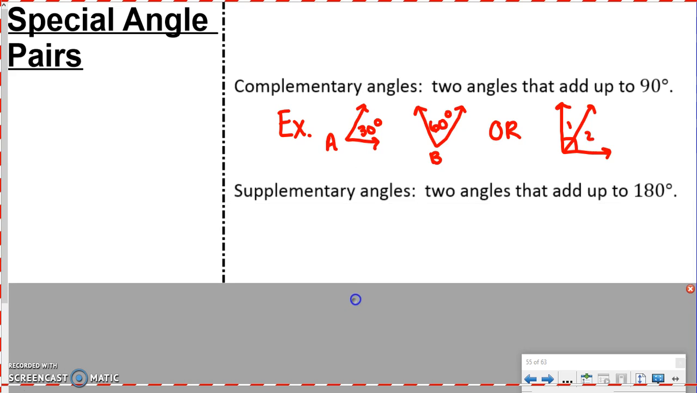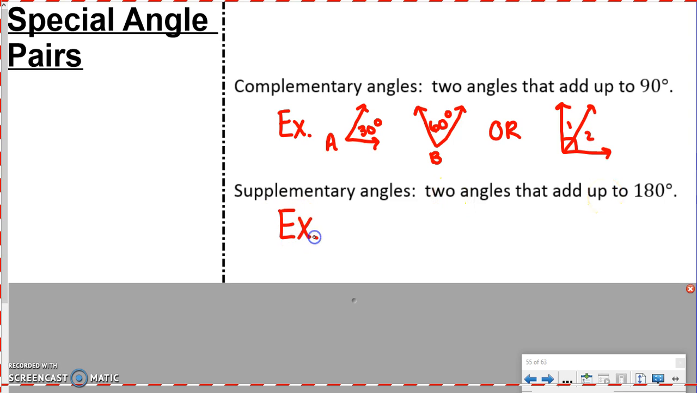Then we also have supplementary angles. And supplementary angles are two angles that add up to 180 degrees. Again, it has to be two angles, can't just be one angle because then that'd be a straight angle. It can't be three angles that add up to 180. Supplementary angles are specifically just two angles that add up to 180 degrees.